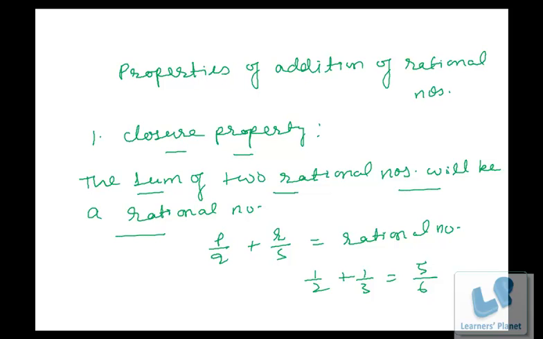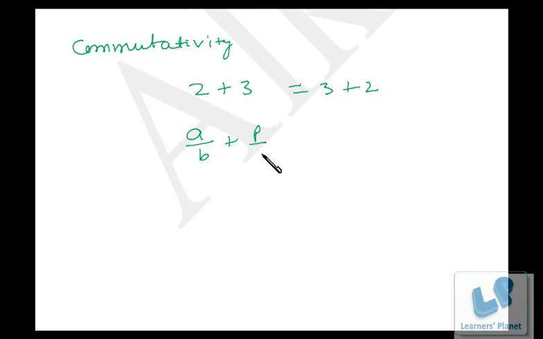Okay, next is commutativity. Now what commutativity is? See, if you add two numbers, suppose you have two numbers 2 plus 3, right? So you can write them in the other order also. So the answer will remain the same. So 2 plus 3 will be equal to 3 plus 2, right? So while you are making an addition, the order of the numbers doesn't matter, right? Okay, so a by b plus p by q will be equal to p by q plus a by b, right? So order of addition doesn't matter whether you write this way or this way.